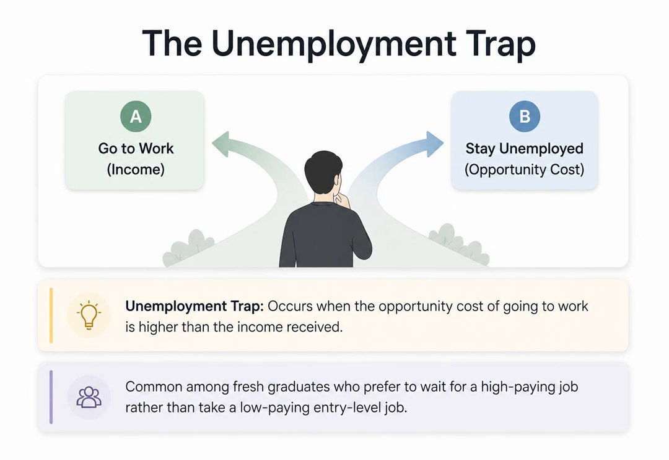Before we break down the measurement methods, let's look at a fascinating behavioral concept, the unemployment trap. This happens when the opportunity cost of going to work is actually higher than the income you'd receive. For instance, a fresh engineering graduate might choose to remain unemployed rather than take a minimum wage job because taking that job leaves them no time to study for better opportunities.